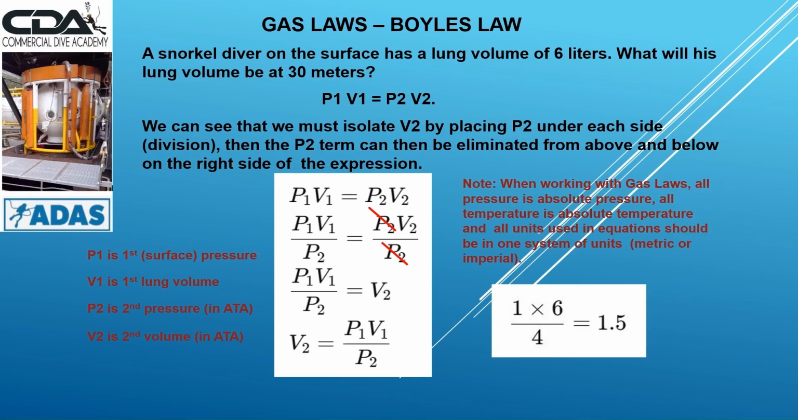Okay, now whenever working with gas laws, all pressure is absolute pressure and all temperature is absolute temperature. And all units used in equations should be in one system of units, either metric or imperial. So our calculation there, P1 V1 over P2 gives us our answer. So that's 1 times 6 divided by 4 gives us 1.5. So that's 1/4 of its original volume.